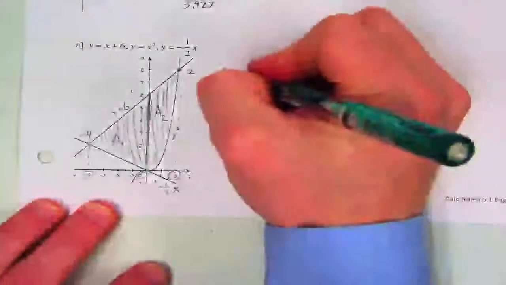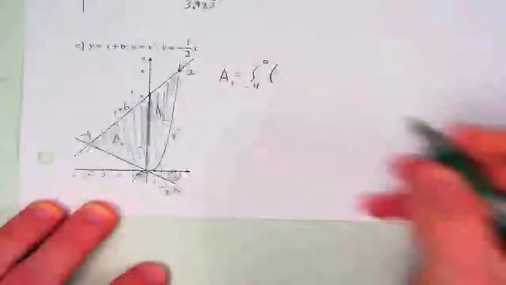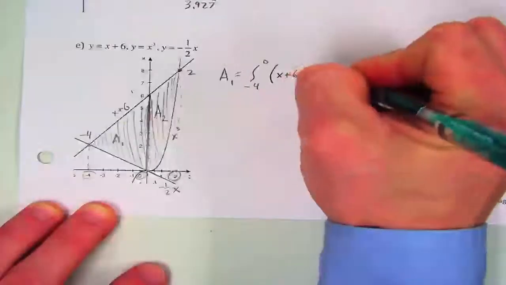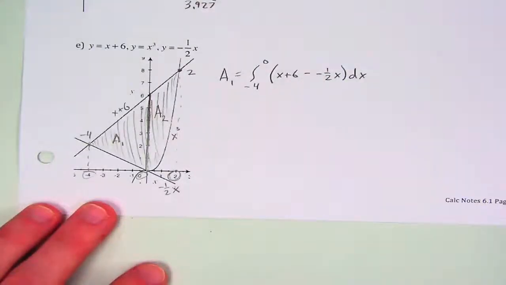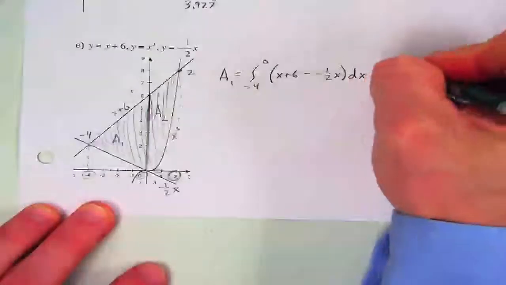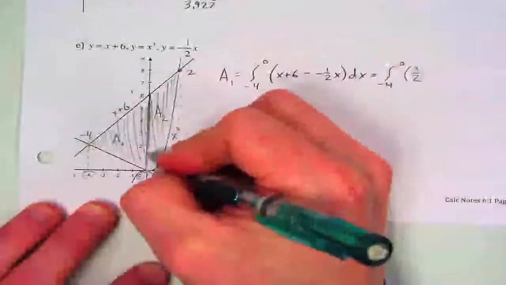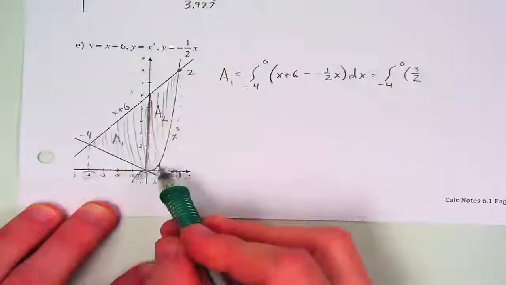Okay, so our first area. Why do we have two, are those two areas for each of the different chunks of it? Each of the different chunks, because right here it hands off from one function to the next.